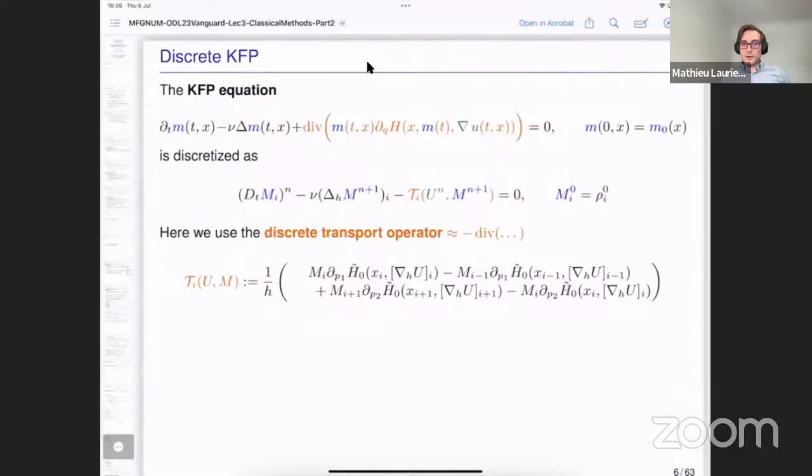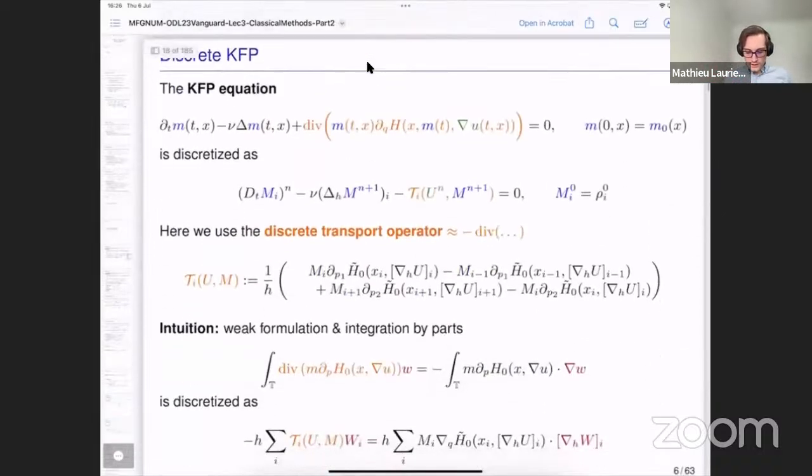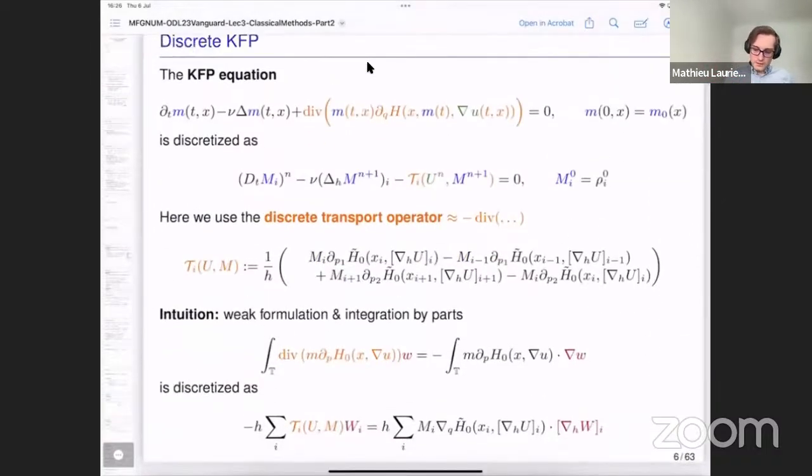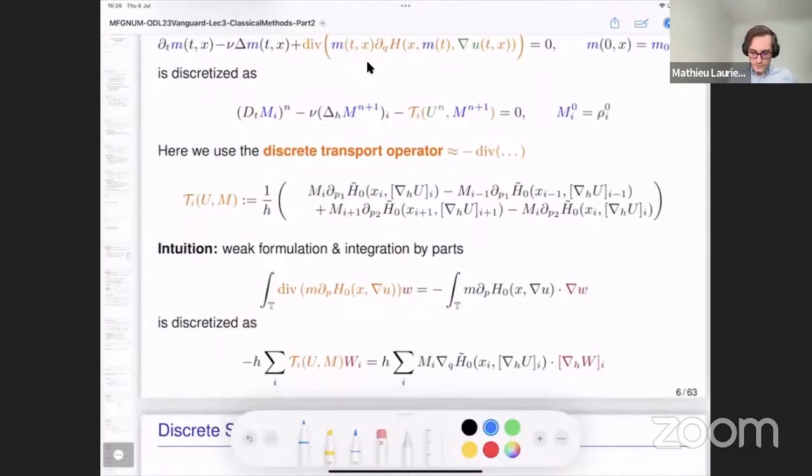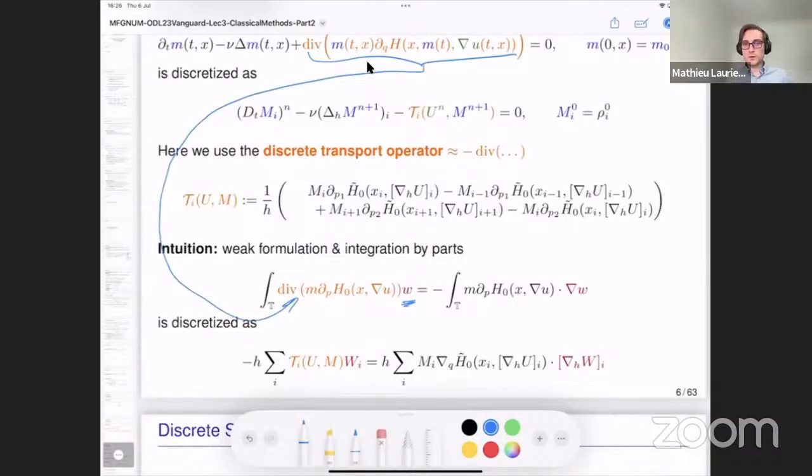The discrete transport operator is given by this formula. It looks a little bit complicated. You have some products which involve M and which involve h tilde 0. But let's just look at the intuition. The intuition is obtained by looking at the weak formulation. So you take the divergence that you had in this PDE, plug it here, and integrate it with respect to a test function W. Then you integrate by parts. You get the gradient of W, and we try to mimic that at the discrete level.